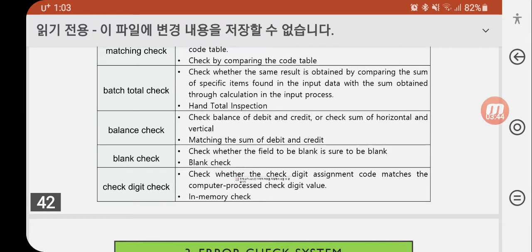The next checking method is balance check. This check is the balance of debit and credit, or checksum of horizontal and vertical. This method is matching the sum of debit and credit. Blank check: whether the field that should be blank is sure to be blank. Check digit check method is whether the check digit assigned to the code matches the computer-processed check digit values.